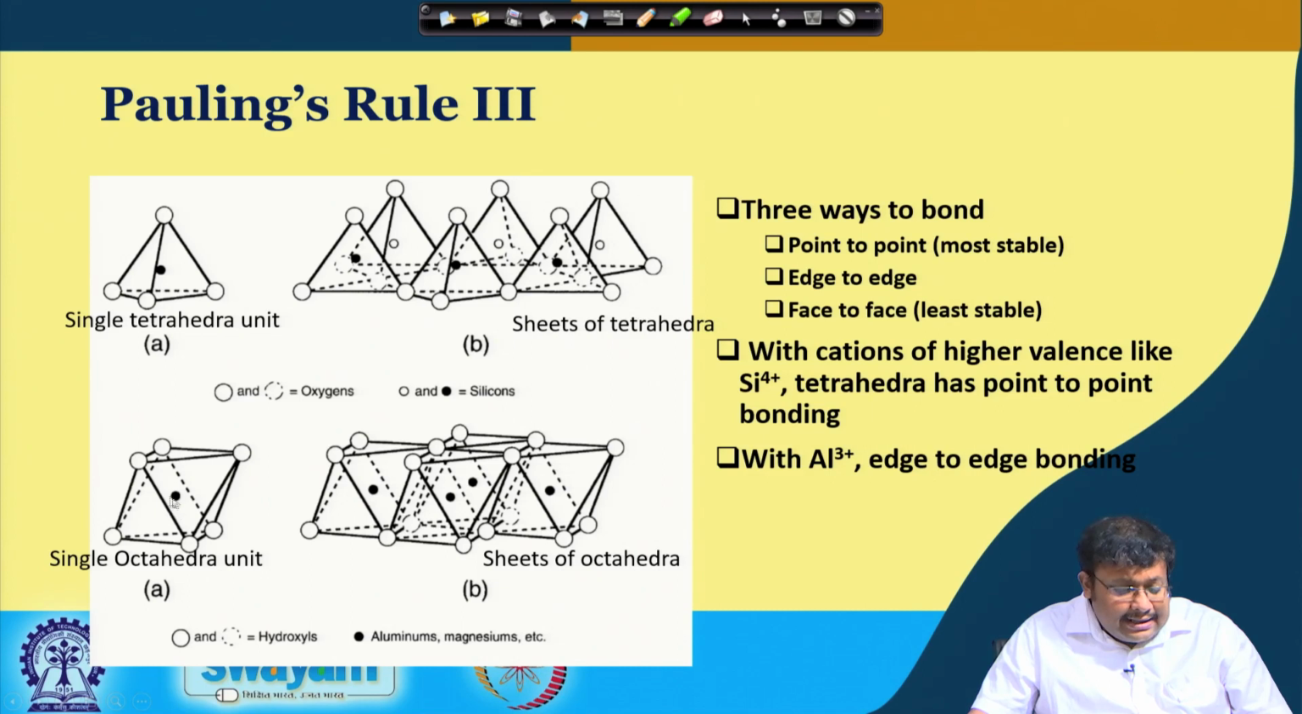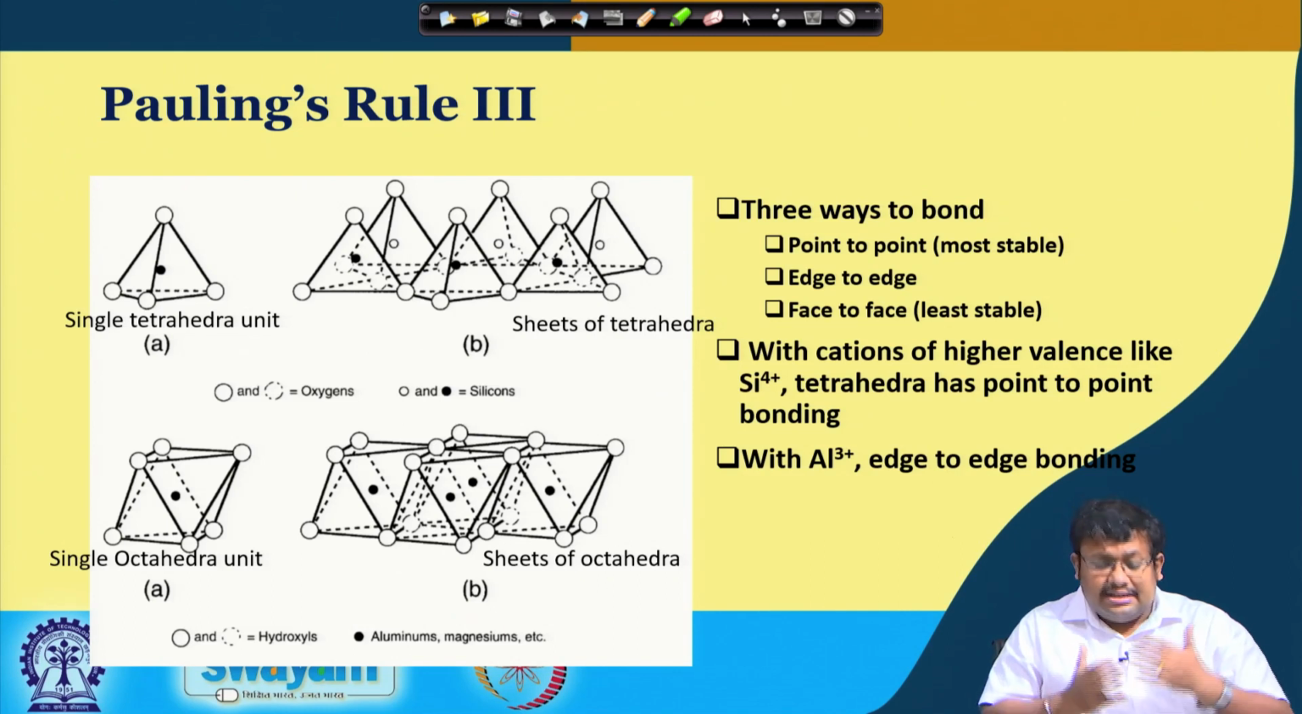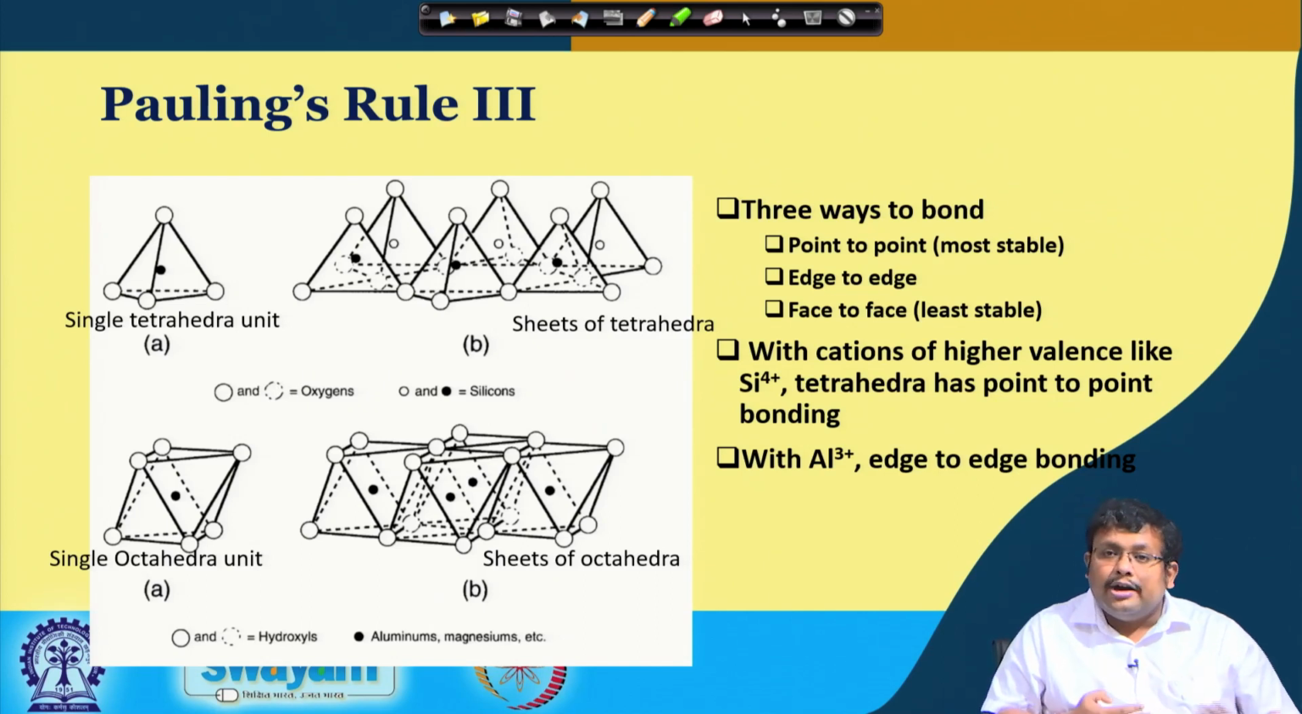In case of an octahedral unit, let us consider an aluminum octahedral unit where the central cation is aluminum, surrounded by 6 hydroxyl ions, giving an octahedral shape. These octahedra share their edges to form sheets of octahedra, which we will see very soon. So, with cations of higher valence like silica, tetrahedra have point to point bonding, and with aluminum there is edge to edge bonding. Obviously, edge to edge bonding is less stable than point to point bonding.